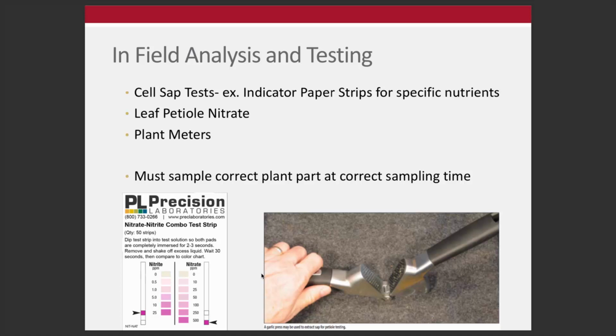Analysis can happen in the field, okay? There's things out there like sap test meters, and little indicator strips that are available that we can use to do measurements, specifically nitrogen testing, in the field. How these work is that these little throwaway indicator strips might be color coded to measure nitrate. The most common example is petiole nitrate, using these handheld meters for this.